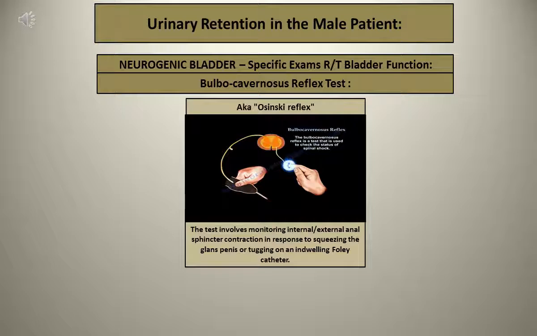The bulbocavernosus reflex test is performed by placing the index finger of the non-dominant hand on the anus while squeezing the glans penis or tugging on an indwelling Foley catheter and monitoring for contraction of the anal sphincter. If contraction is present, there is no indication of spinal shock. If contraction is not present, this indicates the presence of spinal shock.